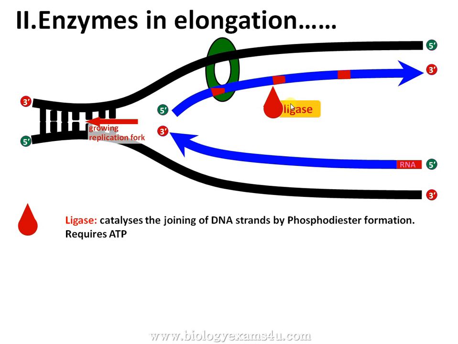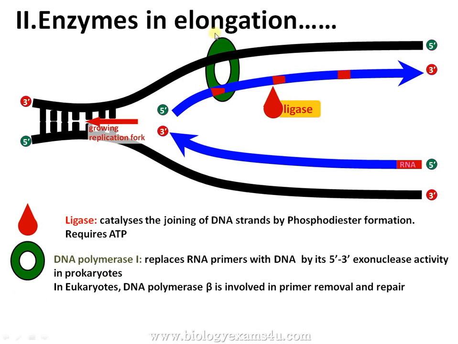The second problem is the removal of RNA, which should be replaced with a DNA molecule, and this process is carried out by another DNA polymerase which is called DNA polymerase 1. And DNA polymerase 1 has an additional function, which is a 5' to 3' exonuclease activity, and by using that function it will remove this RNA and replace it with a DNA molecule.